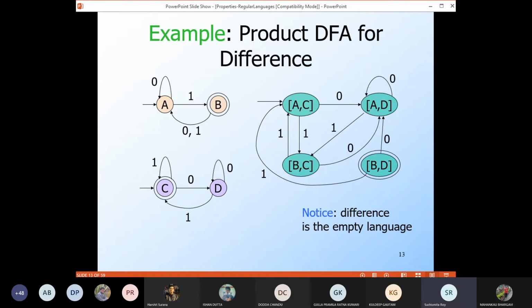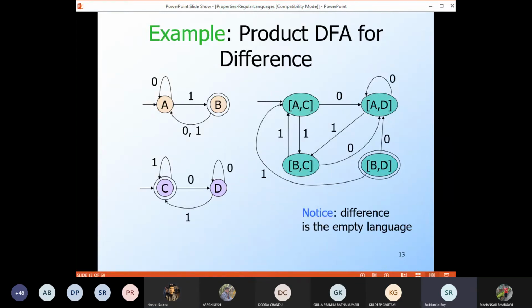What is the reason? Can you find any string which will be able to start from the start state and end in the final state BD? Yes or no? No. Is the final state reachable from the start state?